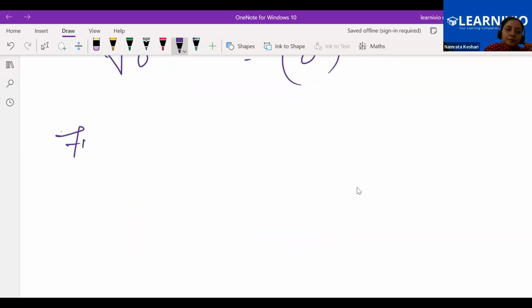Okay, let's do a few more questions. Now we will do simplification by using all the rules of exponents which we have discussed so far. 64 to the power 1 by 2. We have to find the value of this by using the laws of exponents. First we will try to do the factorization of 64. What can 64 be written as if we do the factorization of 64?